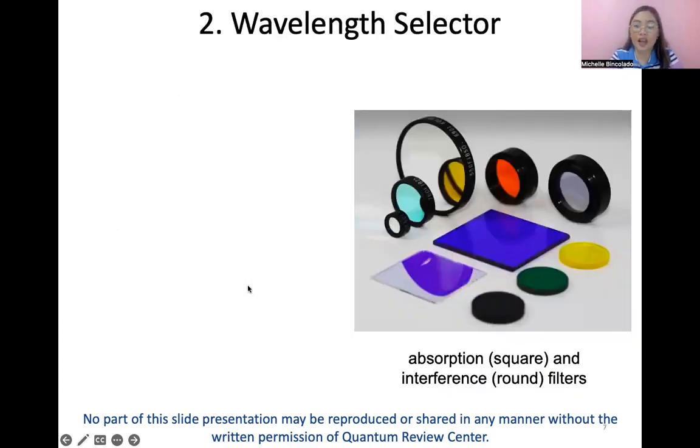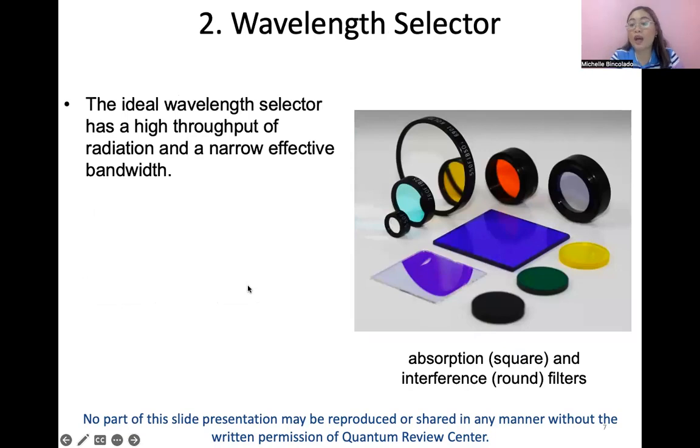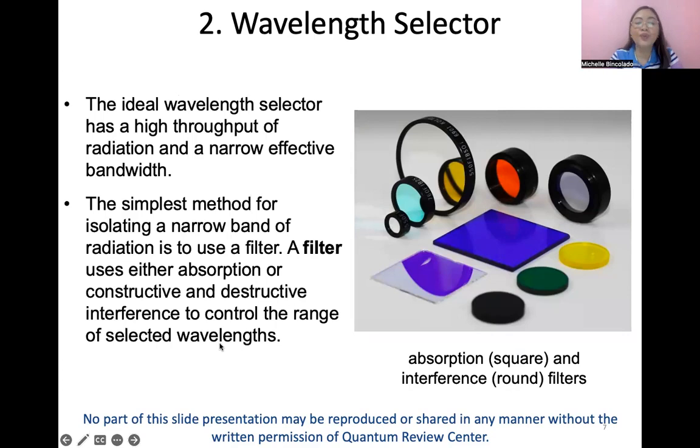Next is the wavelength selector. This, guys, in the picture, is called a filter. A filter is one of the simplest ways to select a wavelength. Ideally, guys, a wavelength selector should have high throughput of radiation and narrow effective bandwidth. However, the filter is not as modern or as effective as other wavelength selectors. I have used this before. We have what we call the Spectronic 20, and we have square-shaped filters to be used at specific wavelengths.